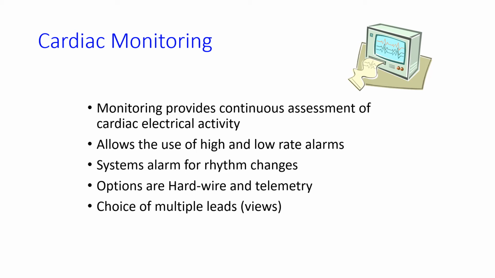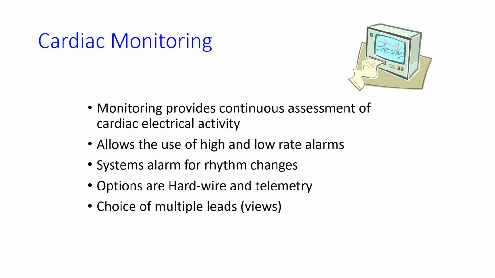So for example, it might be 50 and 150. But you can also change those. So if you have a patient that is normally in a heart rate of 40s, but that works for them, then what you would do is you would lower your lower rate alarm to make sure that it didn't continuously ring off.